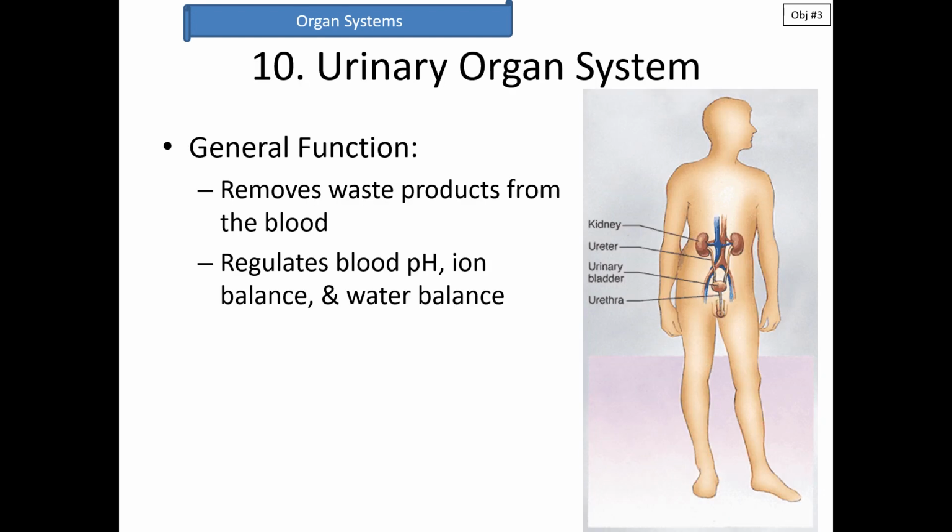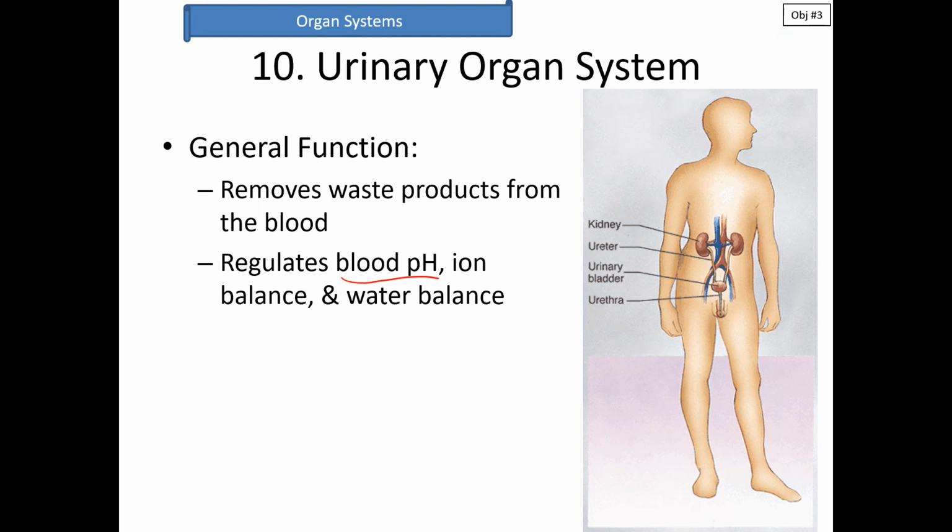Urinary system. This is another body system that's going to remove waste. But this actually filters the blood, and whatever waste products are in the blood, it will enter the kidney, go out the bladder, and go out in the form of urine. Urine is waste. So this is also an organ system that's going to regulate pH. Respiratory system was the other one. Ion balance is going to regulate the amount of sodium and potassium, and water balance.